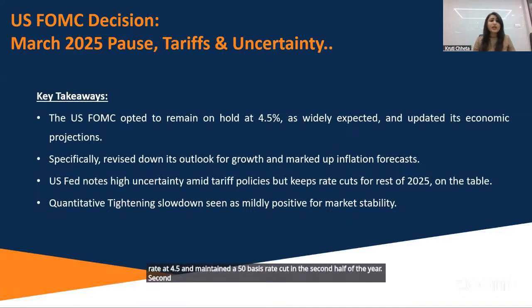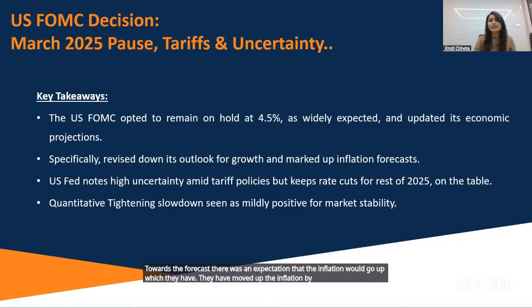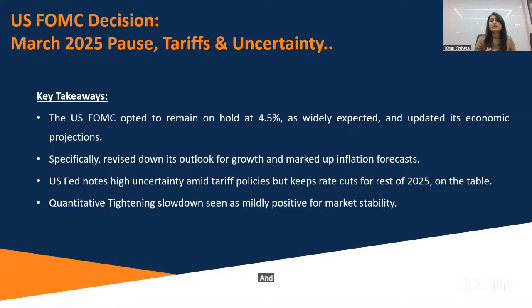Second, towards the forecast, there was an expectation that the inflation would go up, which they have done. They have moved up the inflation by 30 basis points, and the growth they have moved down by 40 basis points. This again comes from the policy decisions that are being made in the US. And then they have touched base a bit upon the uncertainty over the tariffs.